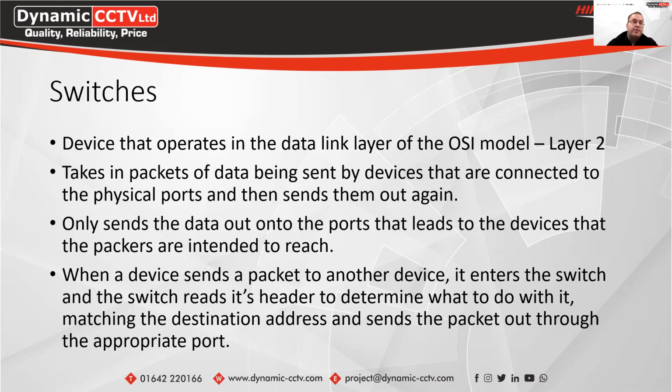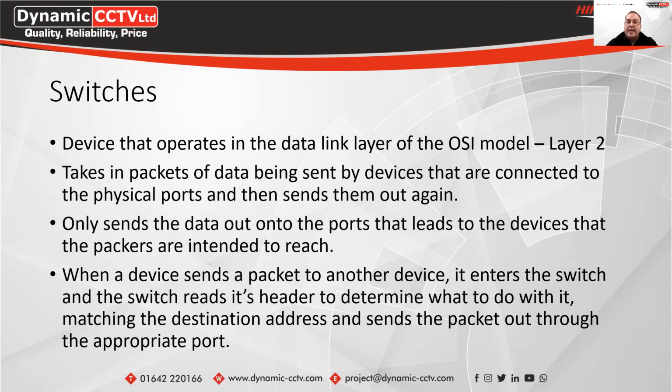So what is a switch? These are devices that operate in the data link layer of the OSI model, so this would be layer 2. What a switch does is it takes in packets of data sent by devices connected to the physical ports and then sends them out again. Unlike a hub, which would take in the data on one port and send it out across all the other ports, which would fill your network with data that not everyone needs access to, and would also be a security risk because every PC would then be able to access that data. The way a switch works is it will take the packet of data that's being sent via a device and it will enter the switch.